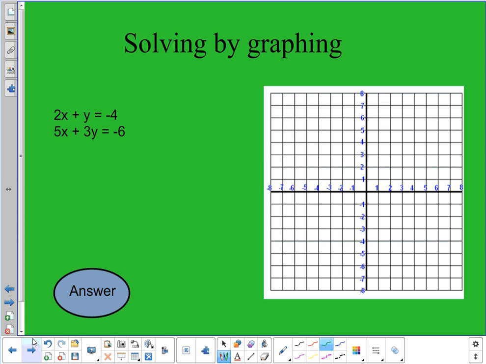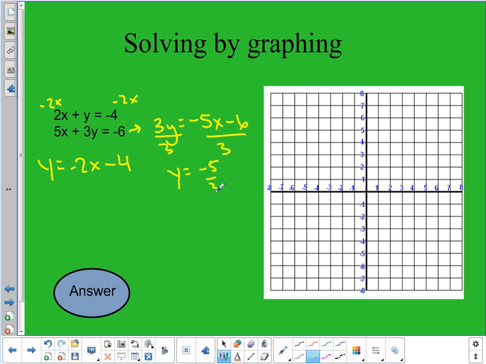All right, last two examples, just two more graphing equations, but this time they're not in slope-intercept form, so that's the thing I have to do first. I'm going to first take these two lines and put them in slope-intercept form. The top one's pretty easy. I just need to subtract the 2x. So I end up with y equals negative 2x minus 4. The bottom one is going to take a little more work. I need to first subtract the 5x, so I have 3y is equal to negative 5x minus 6, and then I need to divide by 3. So I end up with y is equal to negative 5/3 x minus 2.